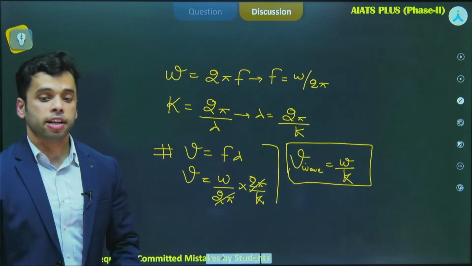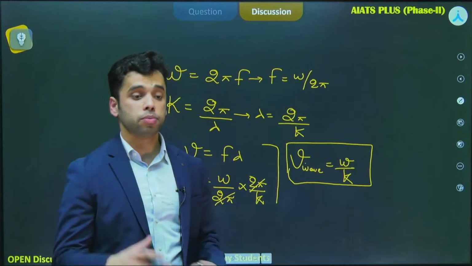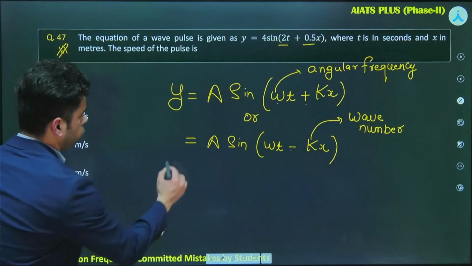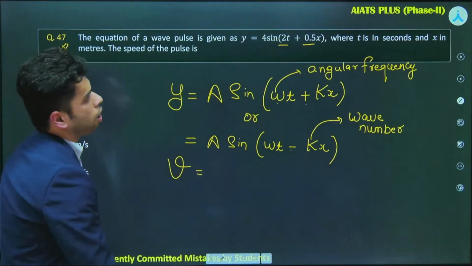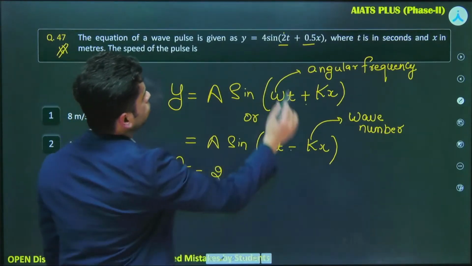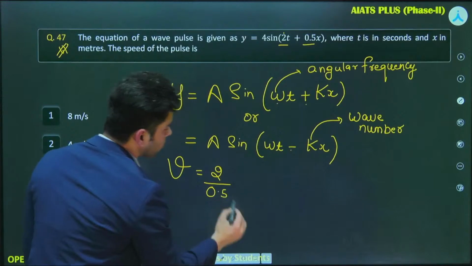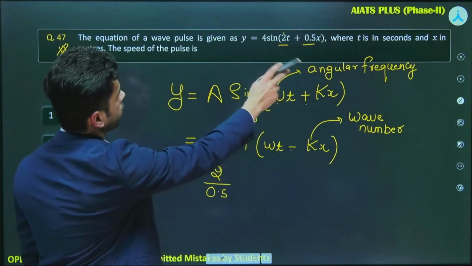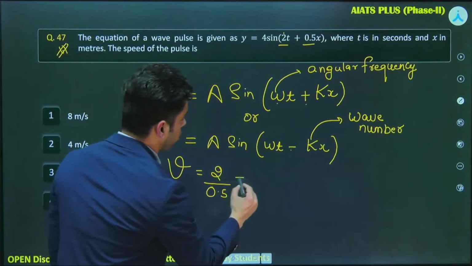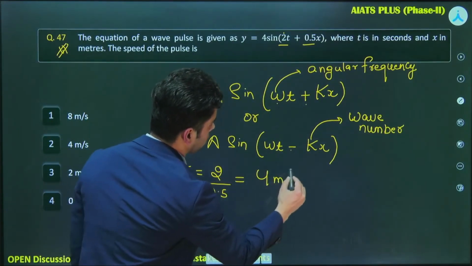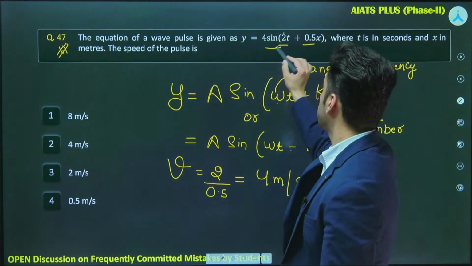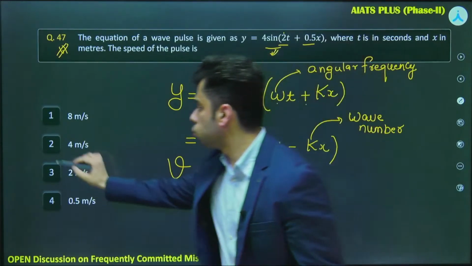Omega by k is the velocity of wave, the correct expression. Someone is telling me that it can be used directly. Yes, it can be used directly. I'm trying to explain to you the different terms related to the equation. So let's solve this. Velocity of wave is equal to omega by k. What is omega? This one is omega, so 2 by k. What is k? 0.5. Have a look at the units. They must be in the SI unit. So x is in meter, t is in second, so the answer comes out in meter per second. So 2 upon 0.5 is equal to 4 meter per second. 4 meter per second is the correct answer. That's how you find the velocity of wave when you have been given an equation like this. So the correct answer is option 2, 4 meter per second.